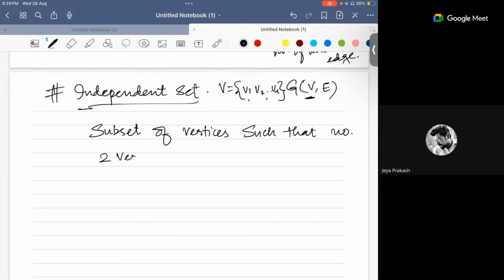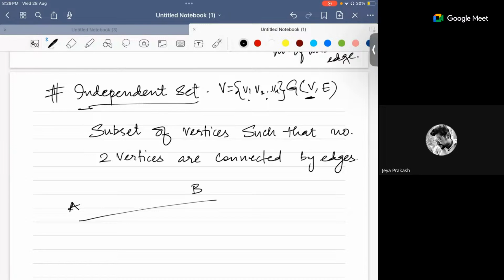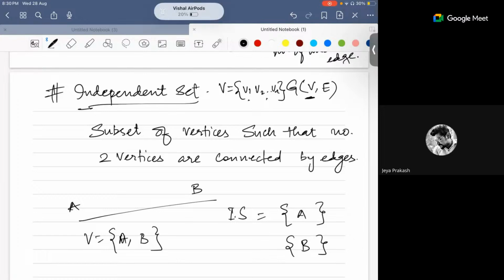no two vertices are connected by edges. See, if I'm taking A and B, our bigger set is A and B. One of my independent sets can be A. The other can be B also. So here, the definition: a subset of the vertices such that no vertices are connected by edges. If I'm just taking A, are we able to make any edges with only A? No, right?